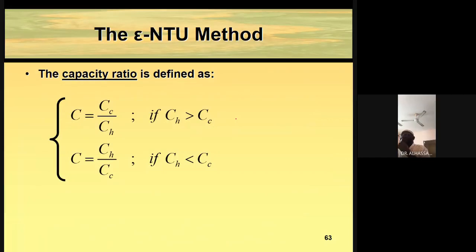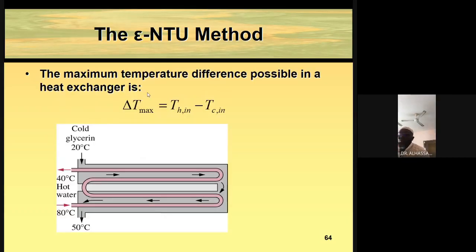Okay? So now our capacity ratio can also be determined. If C H is greater than C C, then we use this. So it means this will be C maximum, and this is C minimum. Similarly, if this is C maximum and this is C minimum, then we use this equation. So depending on which situation is maximum or minimum.